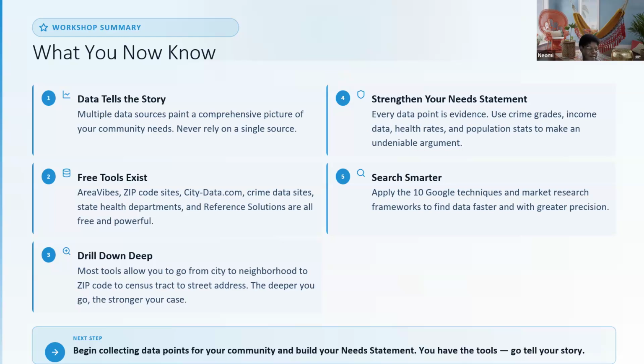Finally, read the last thing. It says begin collecting data points for your community and build your needs statement. You have the tool. Go and tell your story. That's what this is all about, telling your story. And you can only tell the story if you have the evidence-based data to back what you say. That's how you tell your story.